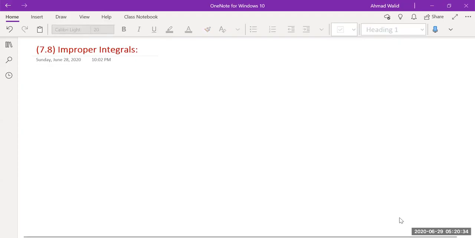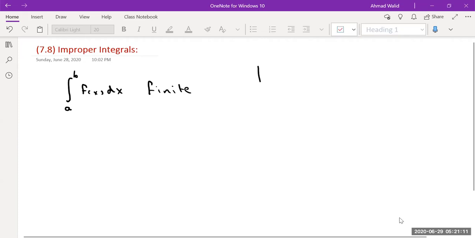Up to now, we learned how to deal with these types of integral. For example, if I have the integral from a to b of f of x dx, this function or this integral, we call it finite, or definite integrals, correct? It's finite. It starts from a to b.